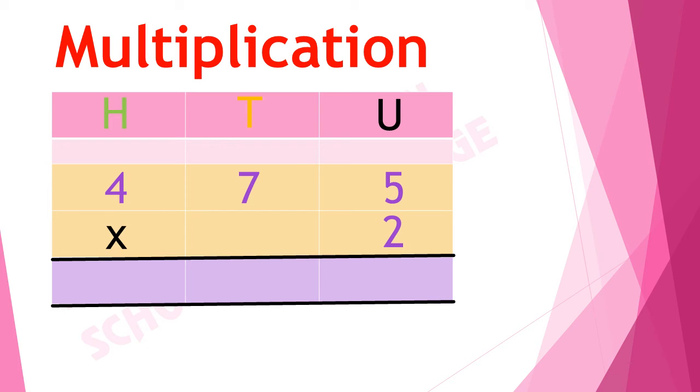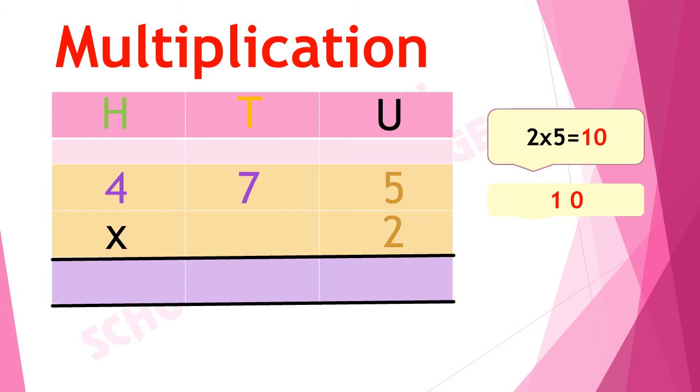We start from units. We will multiply 2 with 5. 2 into 5 we get 10. As 10 is the two-digit number, we have 0 units and 1 ten here. We will write 0 in units column and we will carry forward 1 to tens.